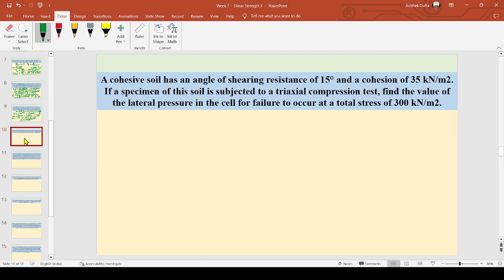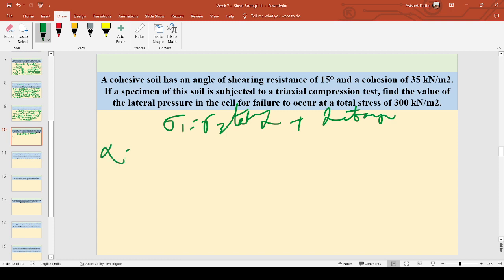Cohesive soil, angle of shear, C. Yes, this is also a very easy question. Again, the same equation: sigma 1 equals sigma 3 tan square alpha plus 2c tan alpha. Now, alpha equals 45 plus phi by 2. Since phi is 15, alpha equals how much? 45 plus 15 by 2, 7.5, it is 52.5 degree. So, we are asked to find out the cell pressure.